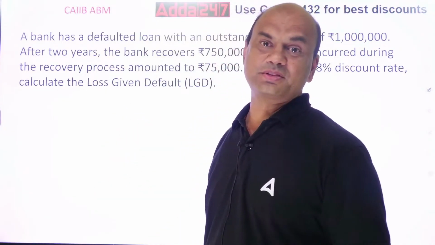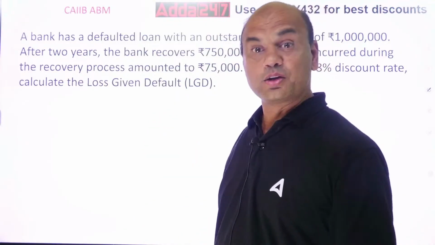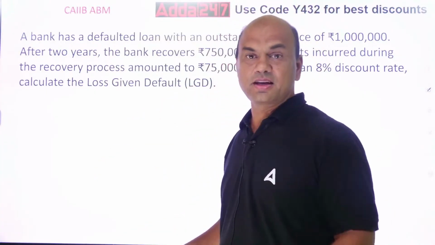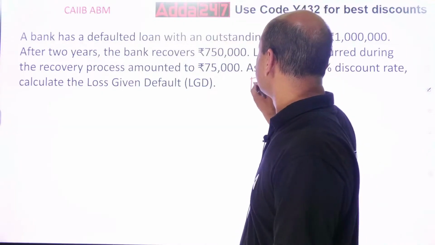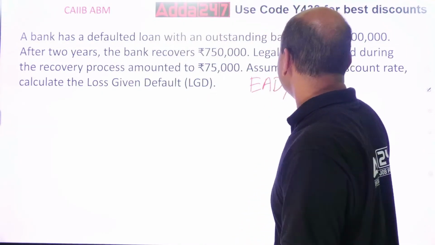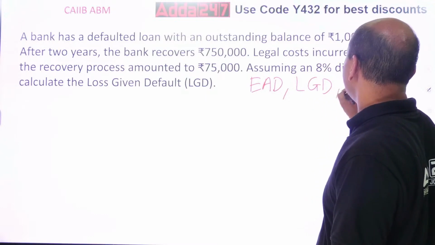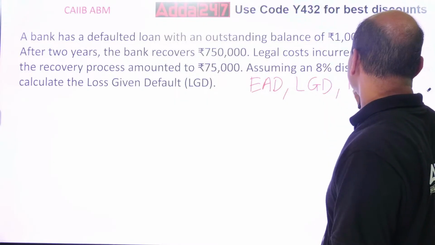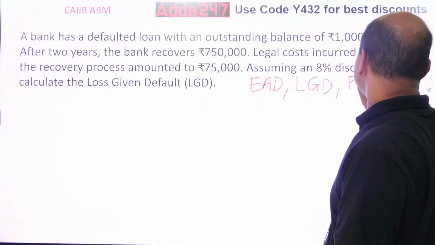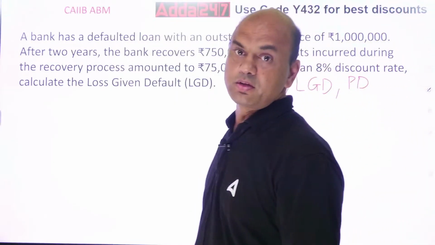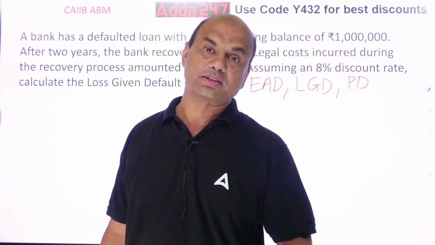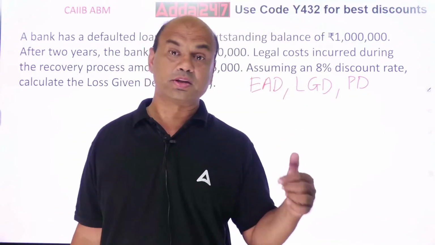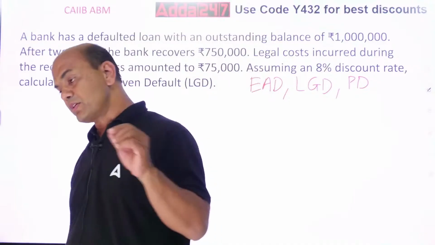LGD, there are 3 important terms. This is the part of your Basel. It's a part of your ABM also, BFM also. So, there are 3 important parts. One is EAD, exposure at default. LGD, loss given default. And PD, probability of default. So these are the 3 terms which are very useful in your loan calculations as well as VaR, value at risk calculation. Mainly this is used in ABM, but this is also asked in BFM, because this is also the part of your BFM. So now give me the LGD.